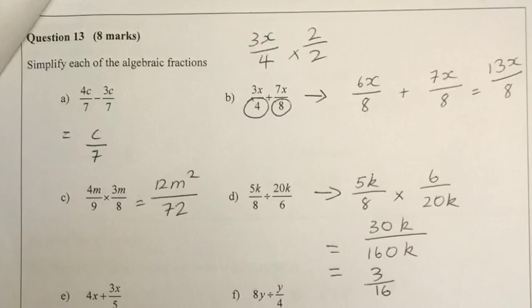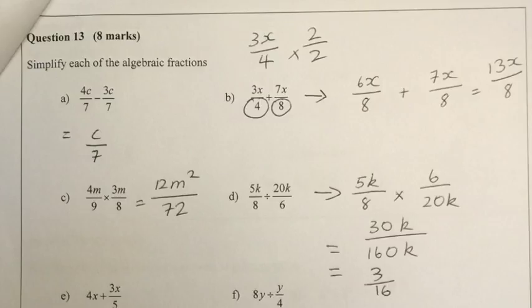Then we've got b. So we've got 3x over 4 plus 7x over 8. Now in this situation, our denominators aren't the same. Pretty simple though for us to create 4 and get it to be the same as 8. So we just multiply by 2. And we multiply by 2 over 2 because 2 divided by 2 equals 1. And if we multiply anything by 1, we're not changing it. So we won't actually change the fraction by multiplying it by 2 over 2.